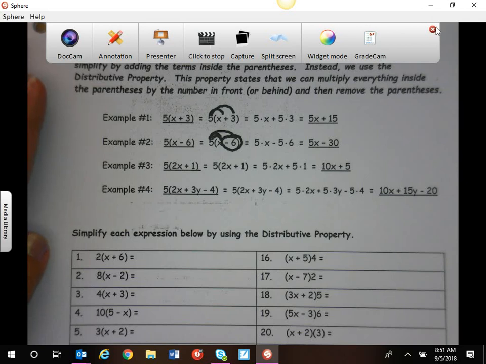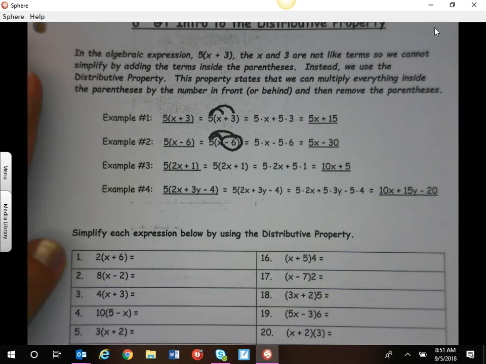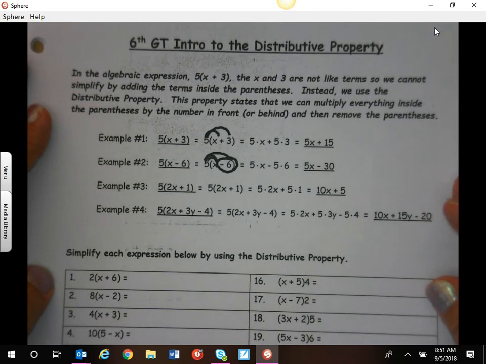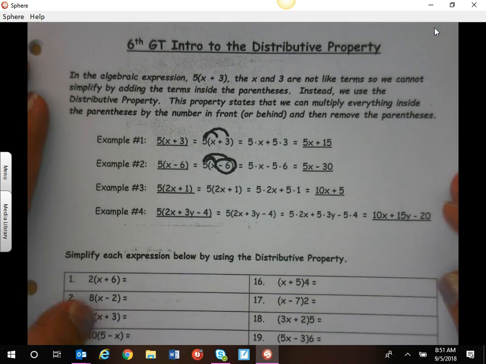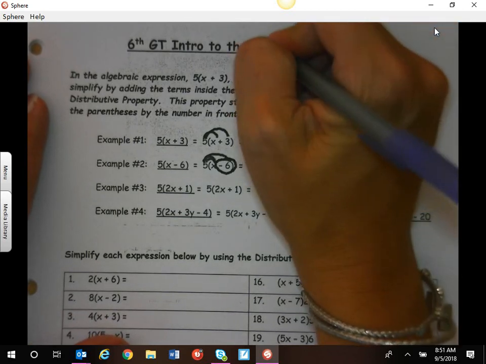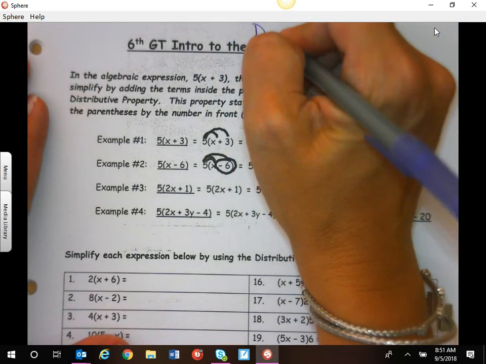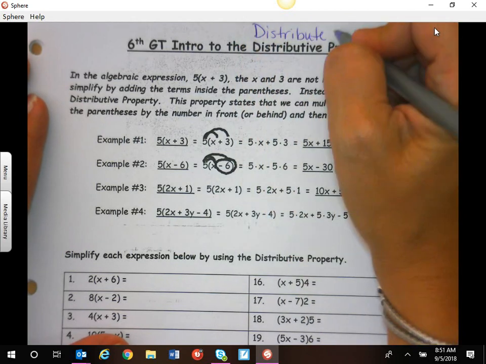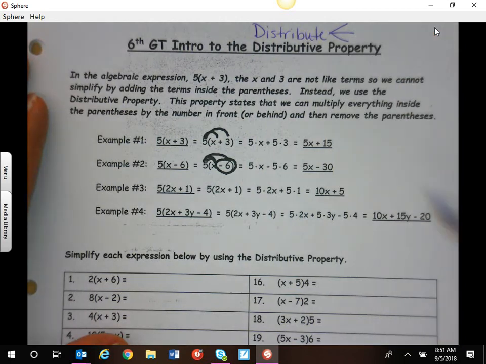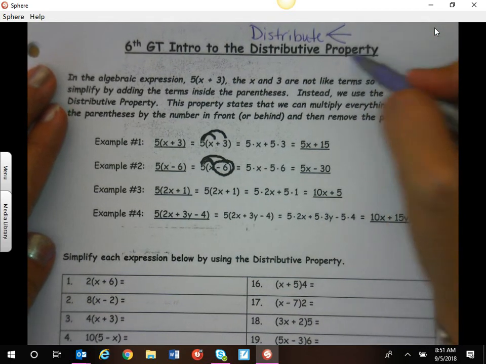All right, so we're going to do our notes on this paper today, and then we will end up folding it and gluing it into our journal. I want to talk to you about the distributive property, and I want you to notice that distributive is going to have the root word of distribute. And when we distribute, we are sharing things out, right? If I distribute papers, I'm handing papers out to everybody.